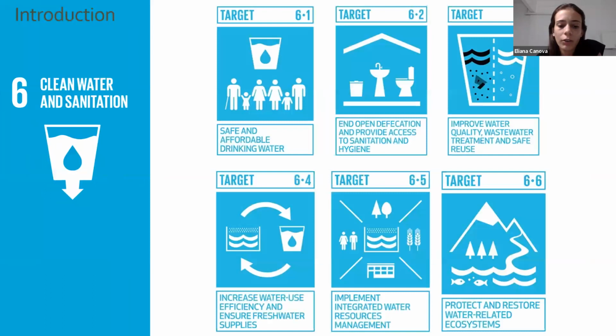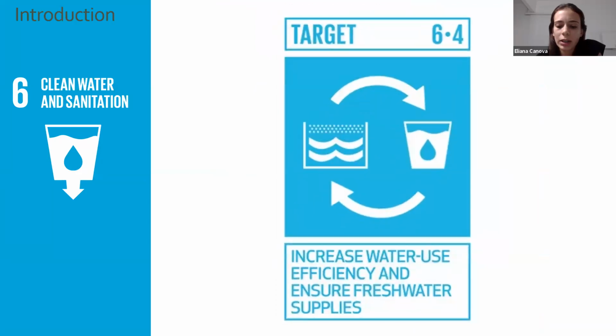In addition, one of its targets, specifically 6.4, proposes that by 2030, the efficiency of water use in all sectors should substantially increase, along with sustainable extraction and supplies of fresh water.